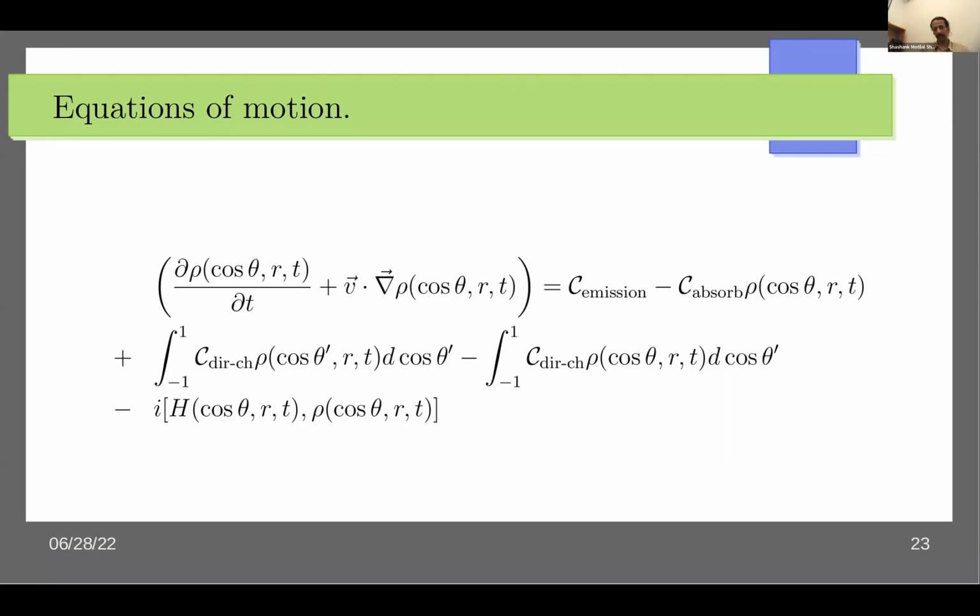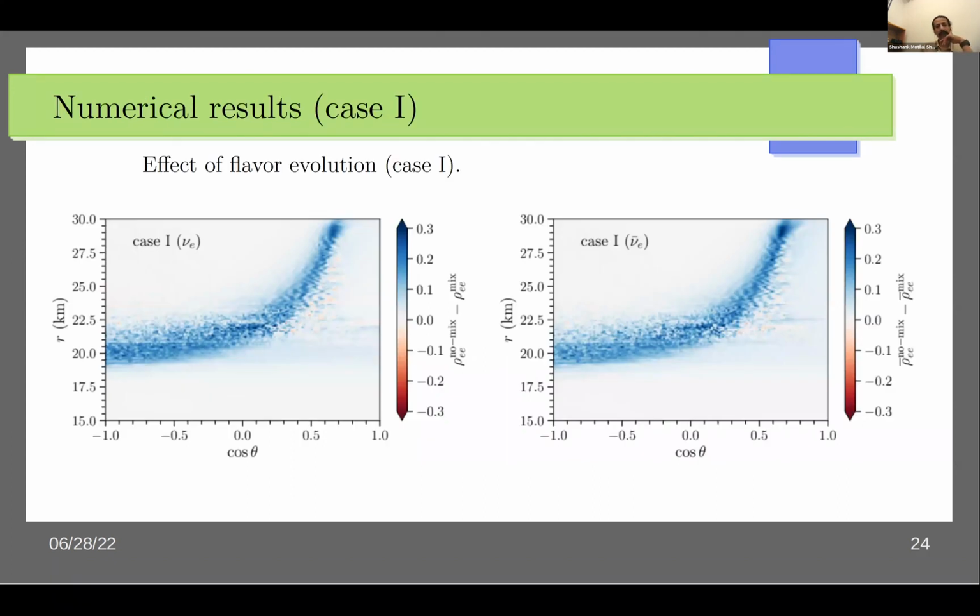So what happens if we just solve this full equation? This is the kind of result we see. Now, let me explain what these plots are. I took some radial profile for the collision term, and solved it with and without the flavor transformation, and then calculated the difference between the two. So this bright blue region tells us the region which is affected by flavor transformation. This is the plot for neutrinos, whereas this is the plot for antineutrinos.